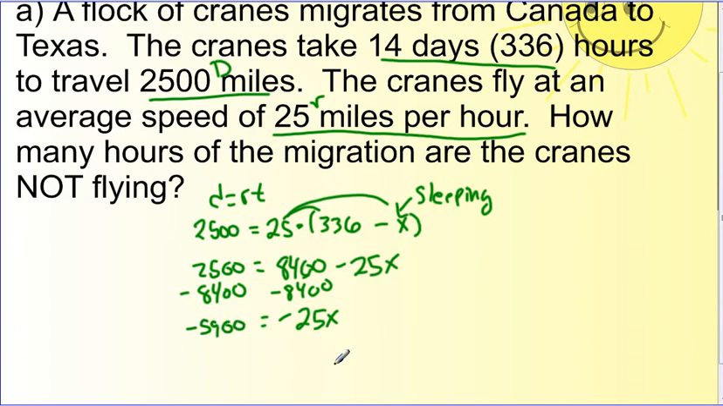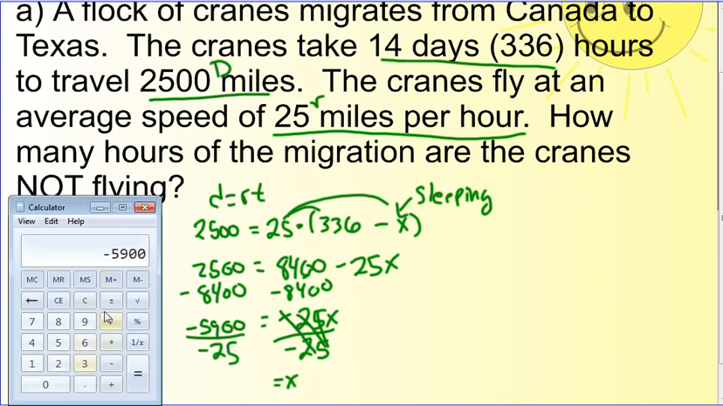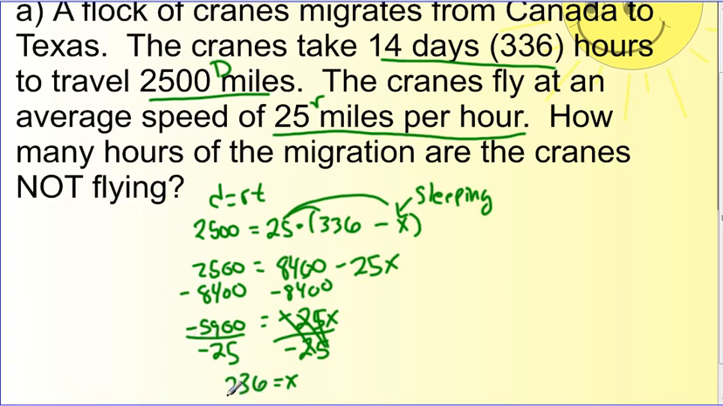negative 5900. And then we divide both sides by negative 25 because that was a multiply, so the opposite is divide. Divide by negative 25, and we get x equals, we're going to get some big number. Divide by 25, and I don't have a negative button. Just know that the answer here is going to be a positive 236. So x is the amount of time that they were sleeping. Or you could also think about it as the time that they were not flying.